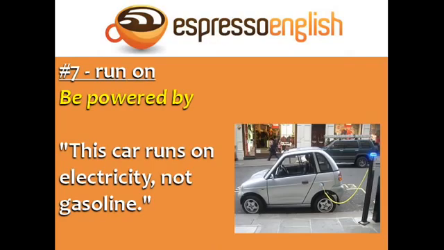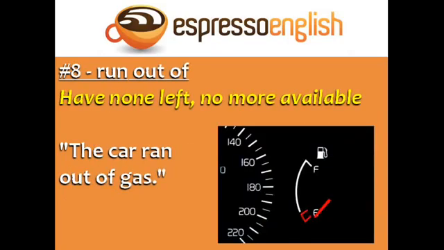Number 7. Run on. Be powered by. This car runs on electricity, not gasoline. Number 8. Run out of. Have none left. No more available. The car ran out of gas.